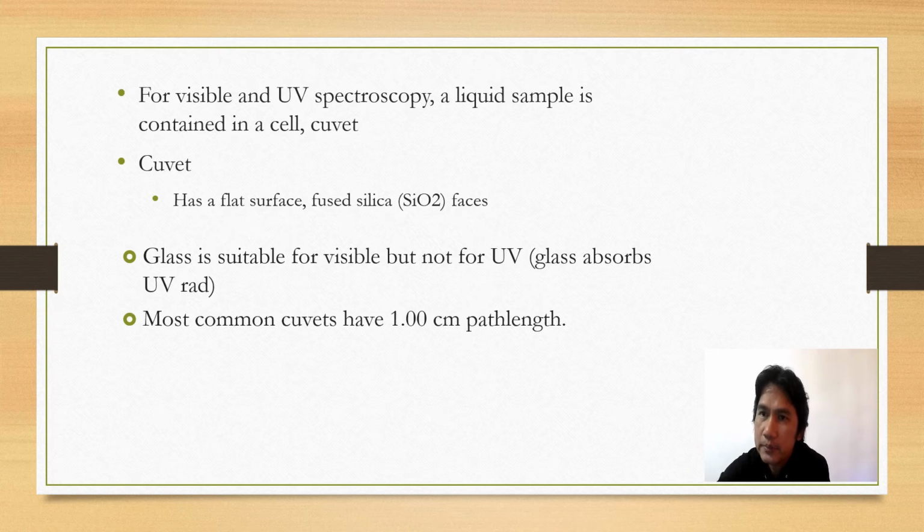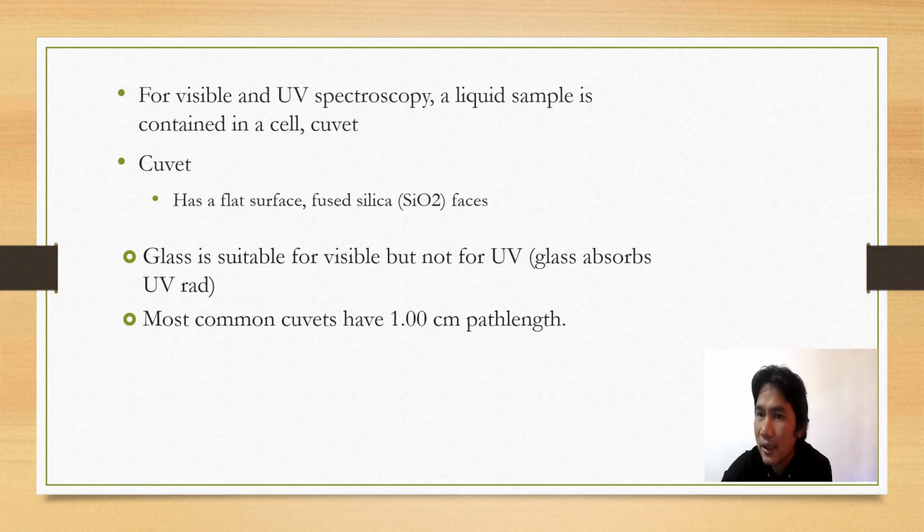For UV and visible spectroscopy or spectrophotometry, a liquid sample is contained in a cell, and we call that a cuvette. A cuvette has a flat surface, usually made of silica. There are two kinds of cuvette: glass and quartz. Glass is suitable for visible spectrophotometry.